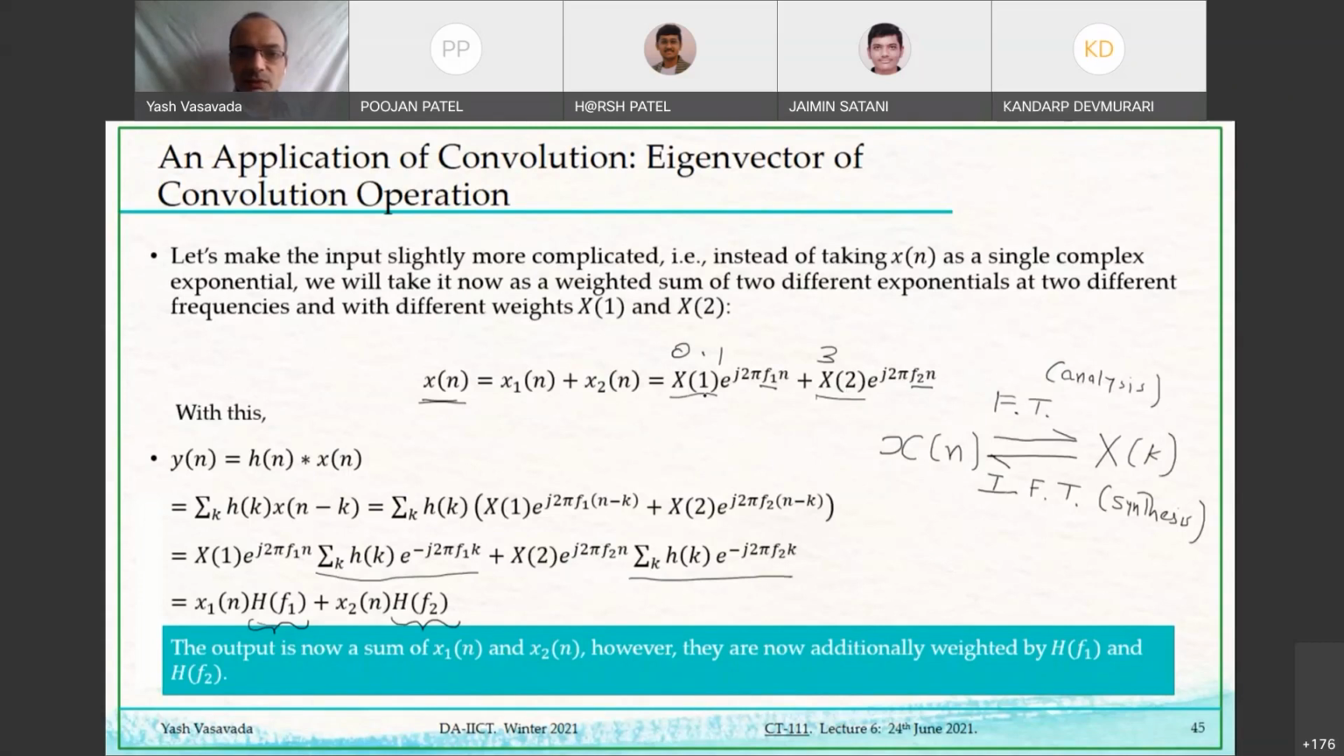This x1, which was the original weight, got additionally scaled by h of f1. x2 was the original weight for f2. It got additionally scaled by h of f2. This e to the power j 2 pi fn came through without any change. This is e to the power j 2 pi f2, this is e to the power j 2 pi f1, and these are the original weights x1, x2. Now they got additionally scaled by the scalar. But the scalar is what we have said, it is the Fourier transform here at f1, here at f2.